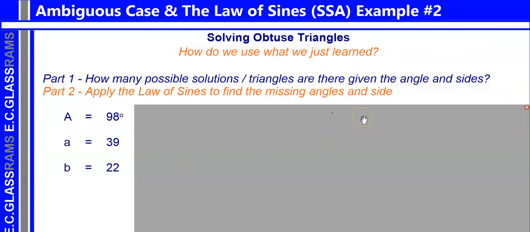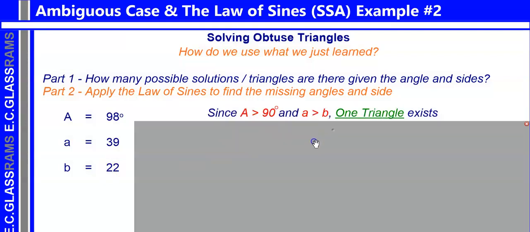Let's try a separate example where we have angle A of 98. For angle A, side lowercase a is 39, side lowercase b is 22. Now, because this one has the angle bigger than 90 degrees, we don't actually care about b sine A. We don't care about the height. So all we have to do is just compare side a with side b.